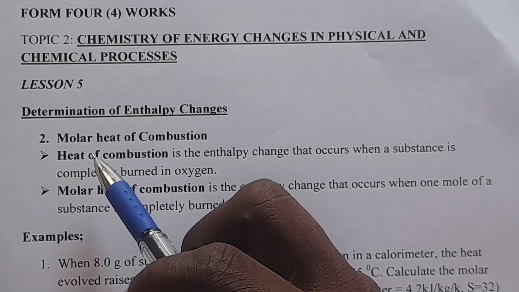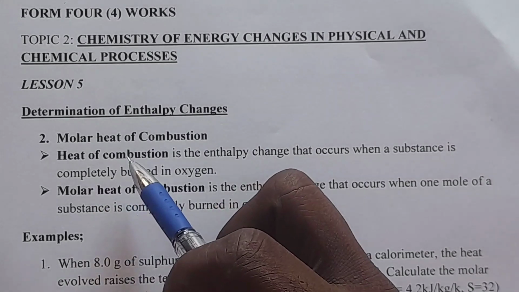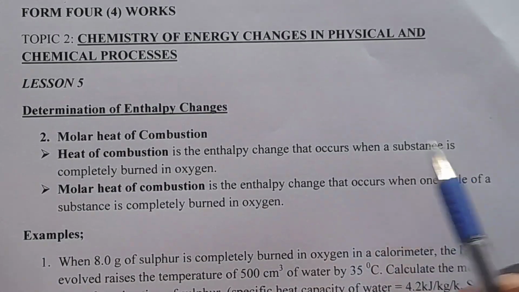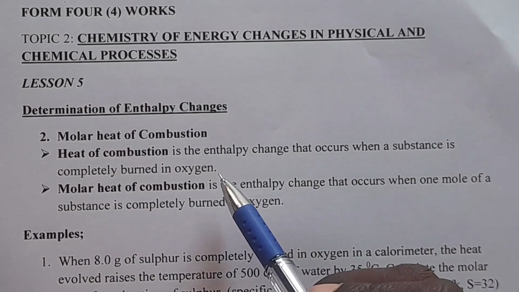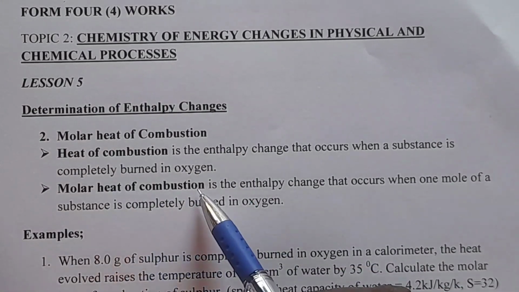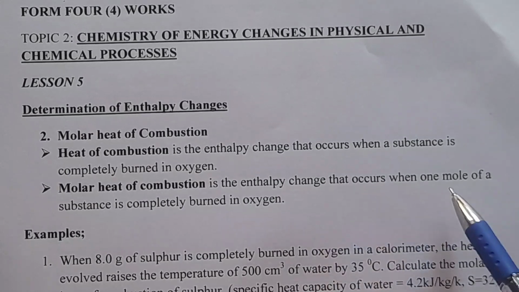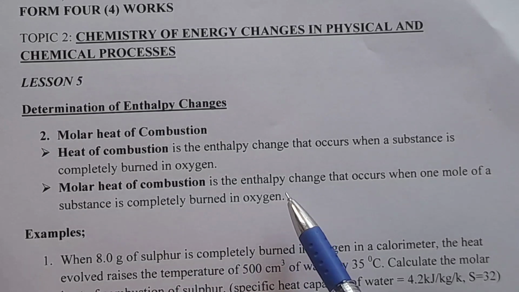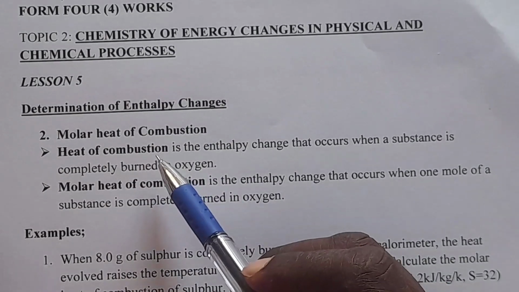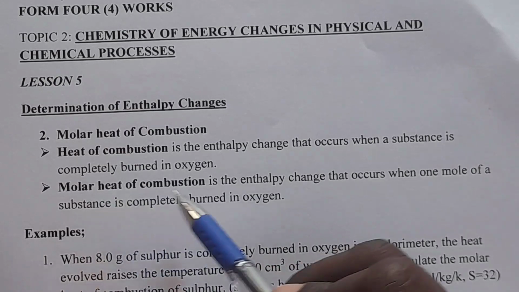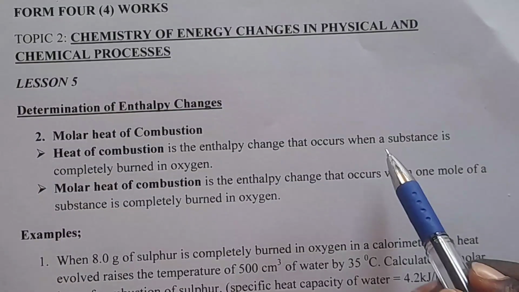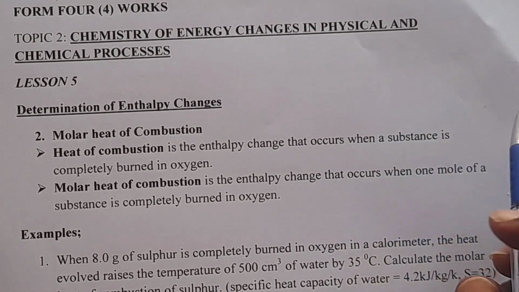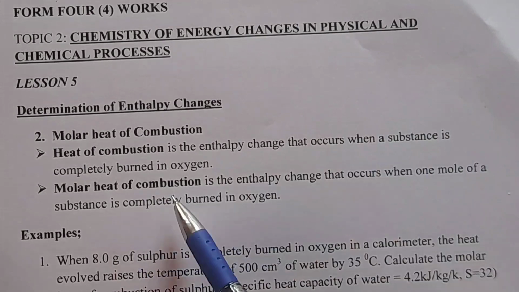So let's start by first of all defining what heat of combustion is. Heat of combustion is the enthalpy change that occurs when a substance is completely burned in oxygen. Molar heat of combustion is the enthalpy change that occurs when 1 mole of a substance is completely burned in oxygen. So if you can define heat of combustion, you also know how to define molar heat of combustion. You only change here: when a substance, you just put when 1 mole of a substance is completely burned in oxygen, if you want to define molar heat of combustion.